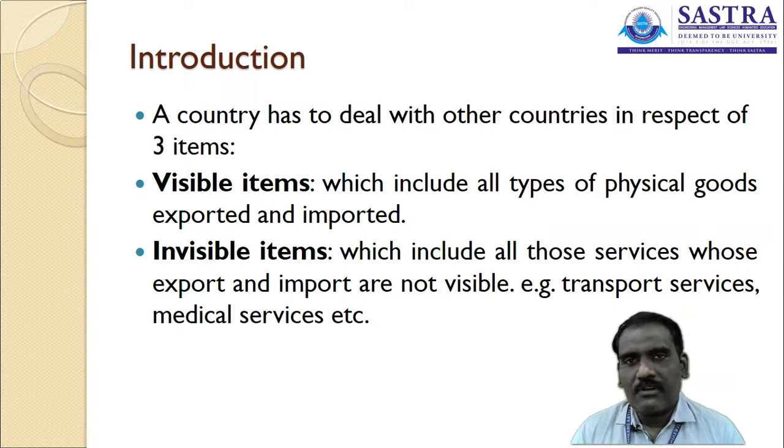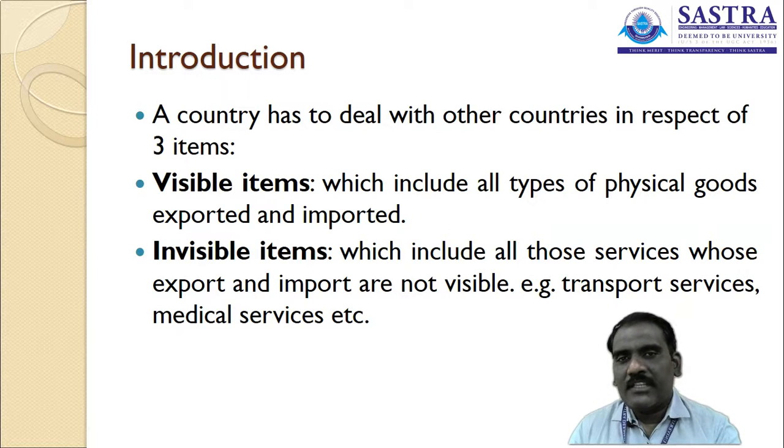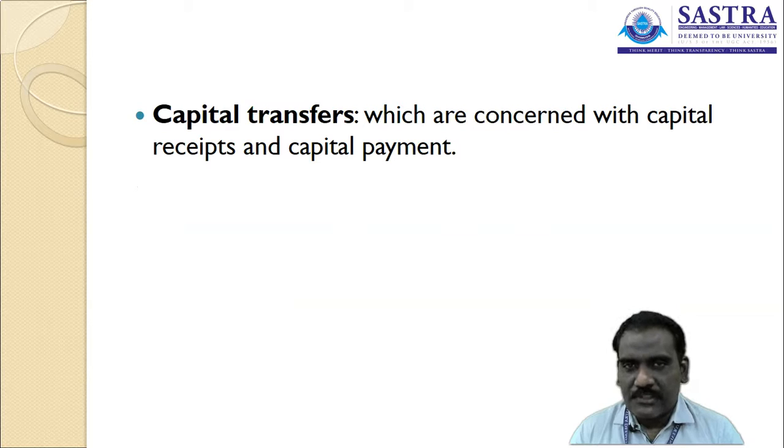The second one, invisible items. The invisible items are those services which are exported and imported between the countries, which we call invisible items. For example, transportation services, medical services, insurance, we can take under the category of invisible items. And the third one is capital transfer, which is concerned with capital receipts and capital payments. It is a kind of investment made by one country in another country. That comes under the category of capital transfer.